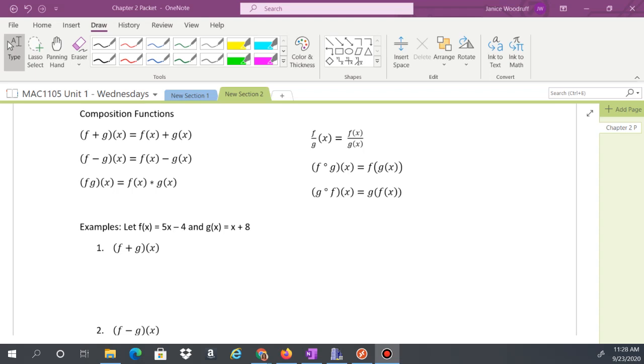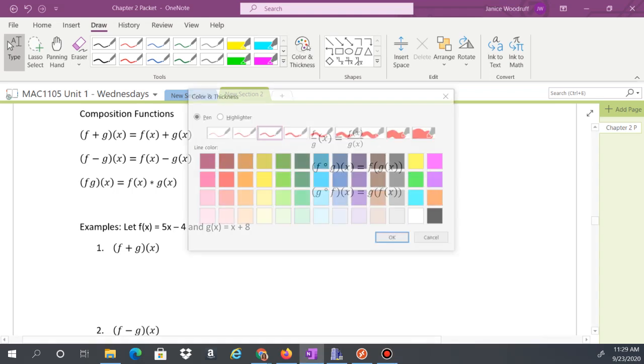Okay, so here's your composition functions. f of x and g of x is just the way we name different functions. They could be named h of x, j of x, all of that stuff. It's just the name of the function. They're all basically just y here.